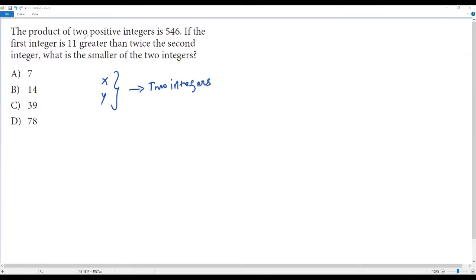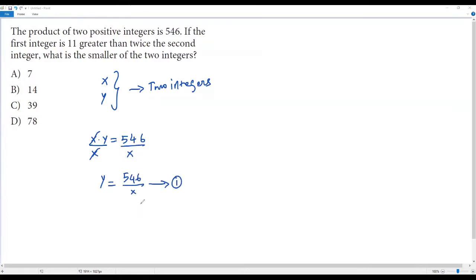Okay, according to the first information, the product of the two integers equals 546. That is x times y equals 546. Now in this equation, I'm going to solve for one of the variables, either x or y. Let me solve for y. Then I have to get rid of the x, which is multiplied over here. For that, I have to divide both sides by x. When I divide both sides by x, this x will cancel. I'm getting y equals 546 over x, and I assume this is equation number 1.